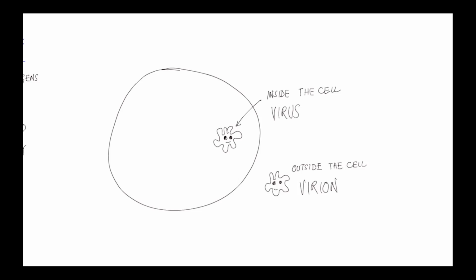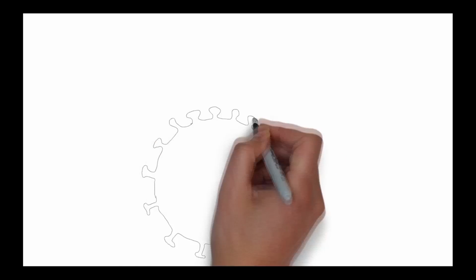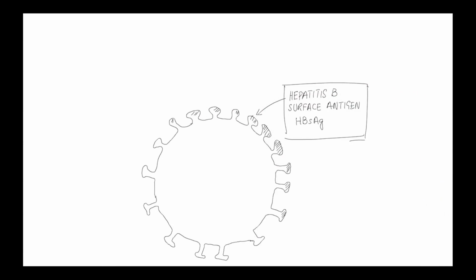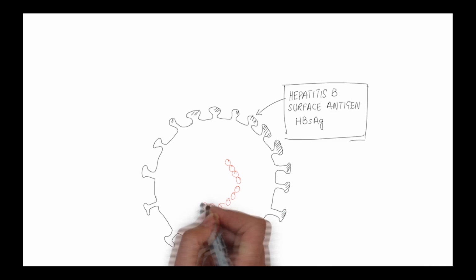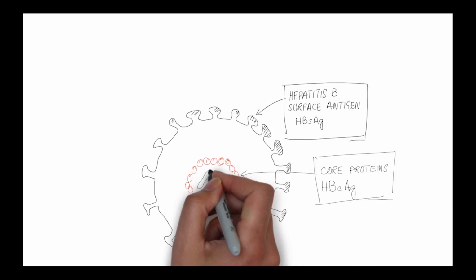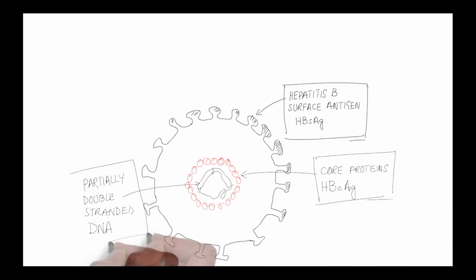Now, hepatitis B virus belongs to the Hepadnavirus family. This is an enveloped virus with an icosahedral nucleocapsid. Icosahedral is 20 faces. So it has the nucleocapsid that has 20 faces to it. Now within the nucleocapsid, there is a partially double-stranded DNA.